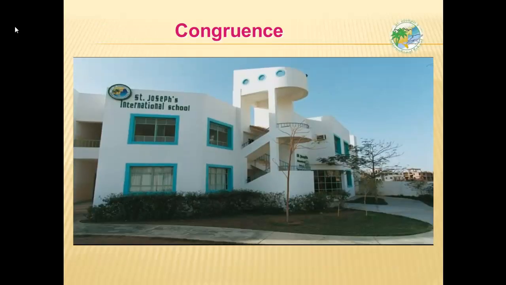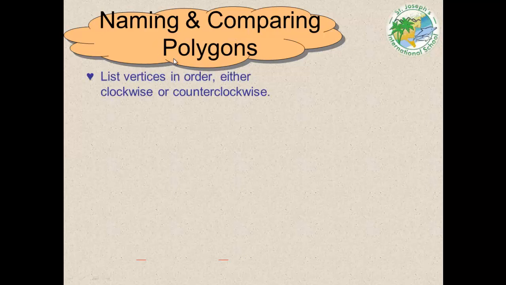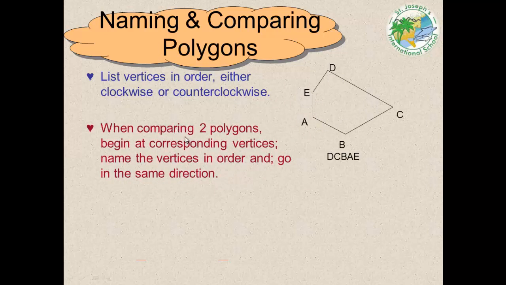Hello Prep 1, today we'll take a new lesson, unit 4, congruence. Naming and comparing polygons. List vertices in order, either clockwise or counterclockwise. For example, for this polygon, we start D, C, B, A, E. When comparing two polygons, begin at corresponding vertices, name the vertices in order, and go in the same direction.